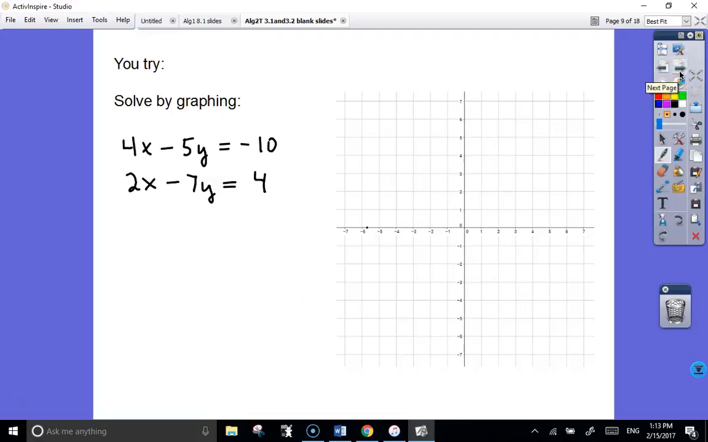So try to do the same thing with that one. Okay. So I'm going to do it by doing the intercepts. So on that one, looks like the x-intercept is going to be -10 divided by 4, which is -2.5. So there's -2.5, 0. And the y-intercept is going to be -10 divided by -5, which is 2. So there's those 2 points, -2.5 and 2. And draw a line.